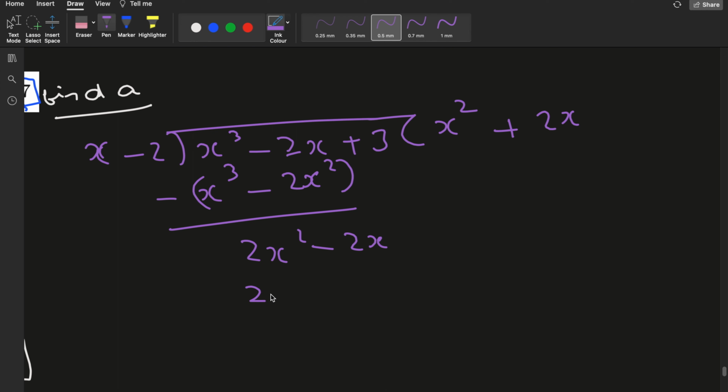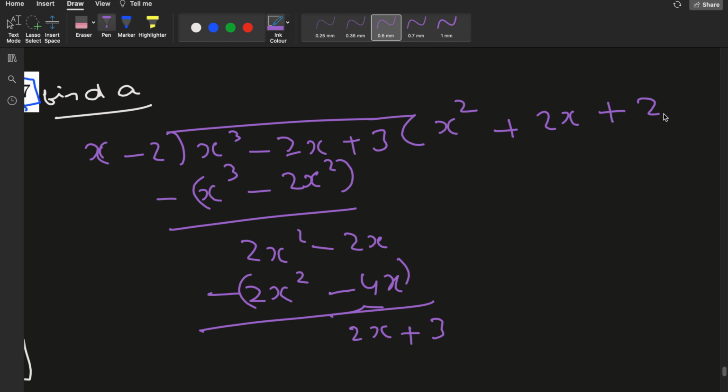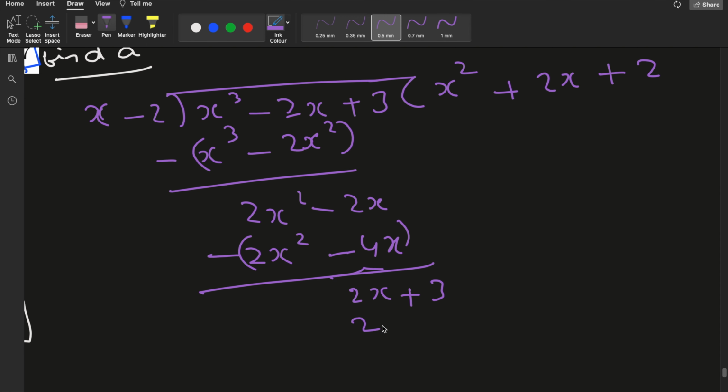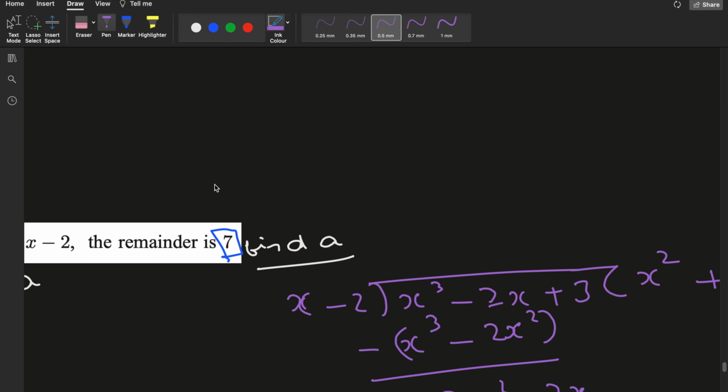So 2x squared minus 4x. On subtracting this, we get 2x, bring down the 3, it's going to be plus 2. So 2x minus 4, when we subtract this, we get 7, which is the remainder. So we are indeed right.